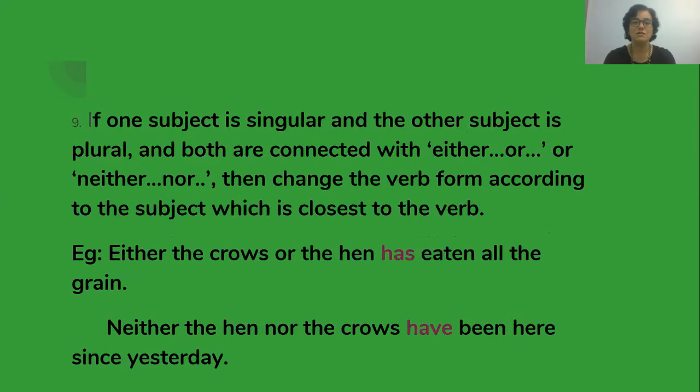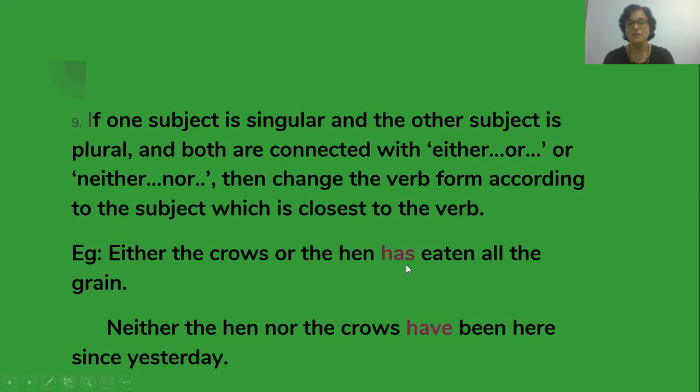The next one. If one subject is singular and the other subject is plural, and both are connected with either or neither nor. Okay, now in the 7th rule, you saw singular subjects connected with these words. In the 8th rule, there were plural subjects connected with these words. And now in the 9th rule, you have a singular and a plural subject, both connected with these words, either or neither nor. Then what do you do? Then you change the verb form according to the subject which is closest to the verb.